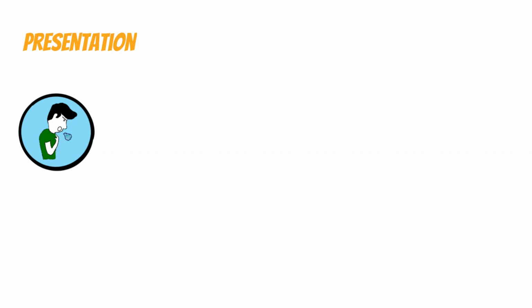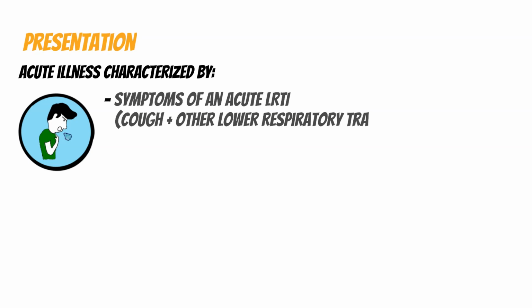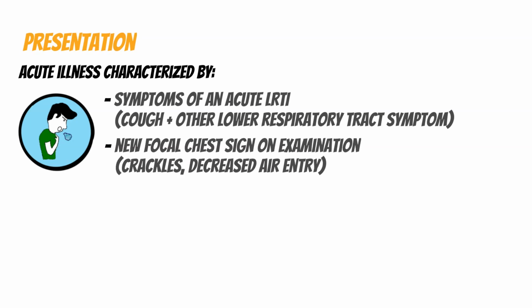Okay, so the most important thing is differentiating between, is it just a common cold or is it pneumonia? So the presentation is absolutely the most important thing here. So what is pneumonia? How does it present? It is an acute illness characterized by symptoms of an acute LRTI, so symptoms of an acute lower respiratory tract illness. That's cough plus one or more other lower respiratory tract symptoms. What I mean by that is something like purulent sputum, so you're producing that yellow-green sputum, or pleurisy, for example.